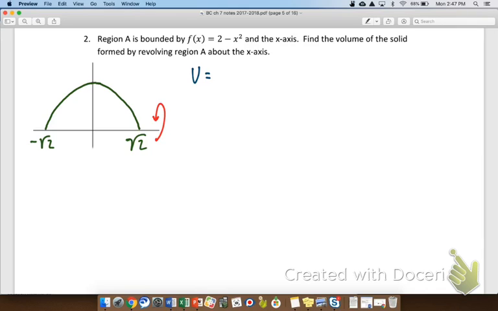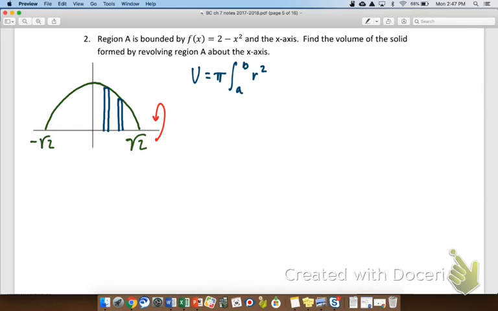The disk method is volume equals pi times the integral from a to b of r squared. Sometimes I'll draw in a representative rectangle to help me visualize the little disk that's being created as the rotation happens, or maybe even a couple of them. This is one thing I think was mentioned in the intro video, that the representative element will always be perpendicular to the axis of rotation. Veterans, do you remember that? Representative rectangle or disk or whatever you want to call it will always be perpendicular to that axis. In this case, it's the x-axis.